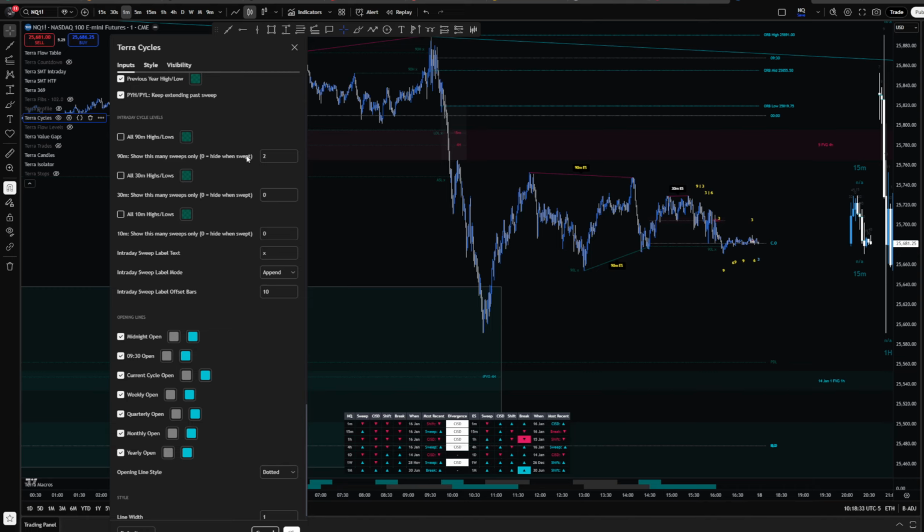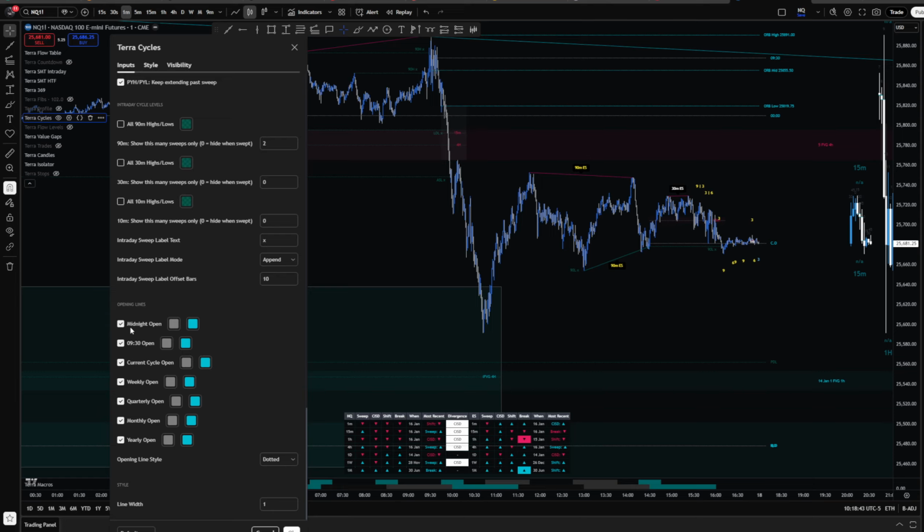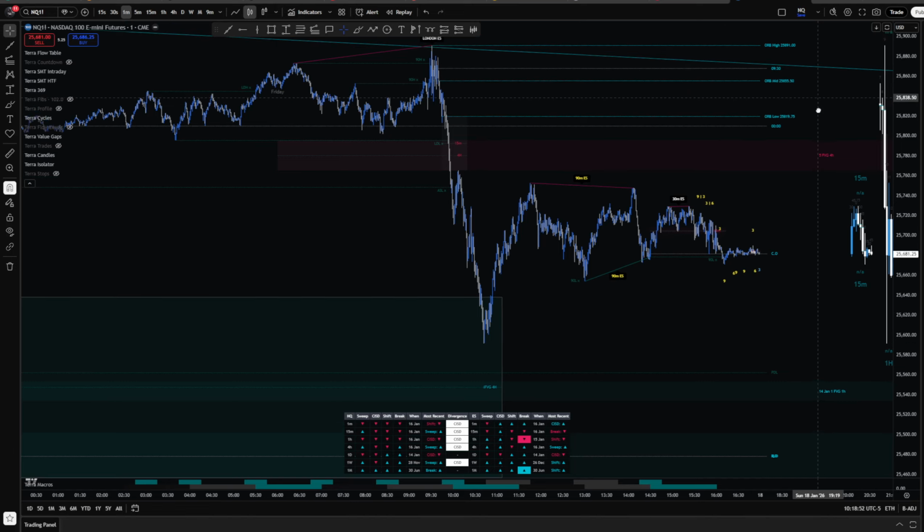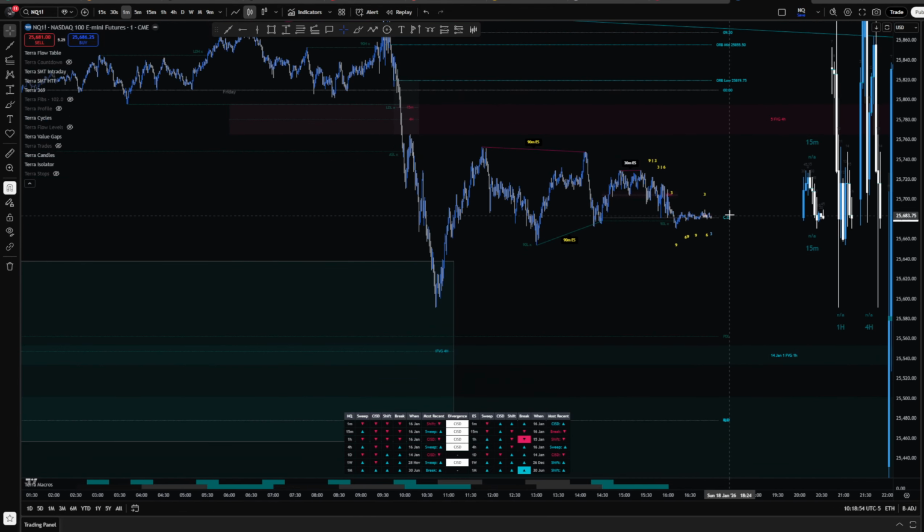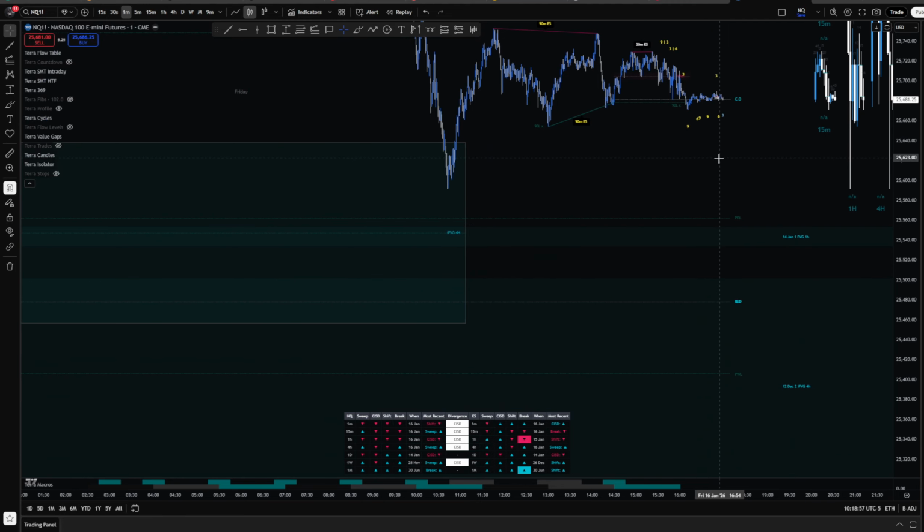These here are your swept levels. I like keeping 2 90-minute sweep levels on my chart. You've got 2 up to the top and 2 below. And these here are your opening levels. These will stay on your chart all the time. That's these guys up here with the grey line with the dots. So that's your true day opening, your 9:30 open, the current cycle open. And that will update depending on what cycles you have being shown on that indicator.